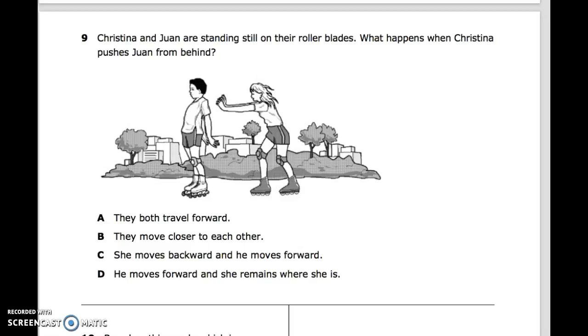Number 9. Christina and Juan are standing still on their rollerblades. What happens when Christina pushes Juan from behind? A. They both travel forward. B. They move closer to each other. C. She moves backwards and he moves forwards. D. He moves forward and she remains where she is.